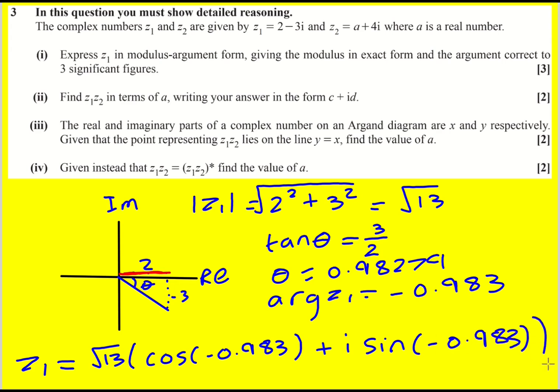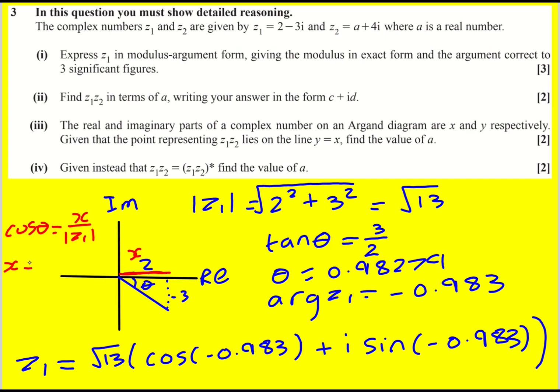I'm not going to go into loads on where those components come from. Actually, I will. If I call this the component x, then I can say that cos theta will equal x over the modulus of z1, the hypotenuse. Now I know x is actually 2, but we're trying to write this horizontal component in terms of theta and the modulus. That's what modulus argument form is.